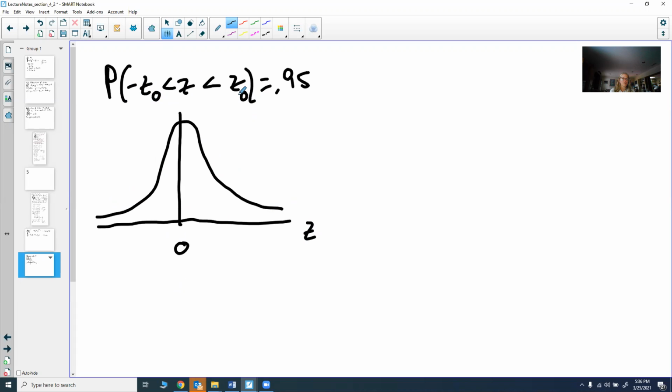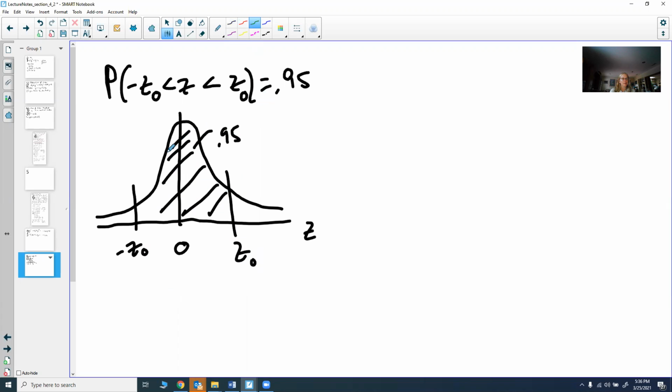You could have called this A and B, I don't really care. It just makes it easier for negative z and positive z. So you know that they're basically the same number, just opposite signs. Negative z0 is somewhere below 0. Positive z0 is somewhere above 0. We know the probability, or the area, between these two is 0.95.